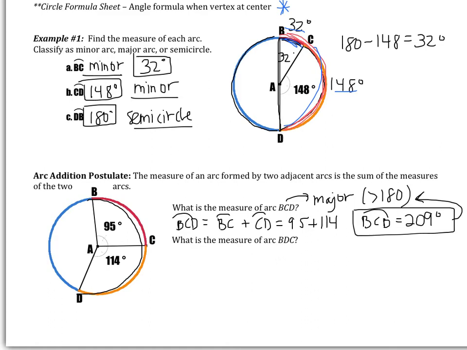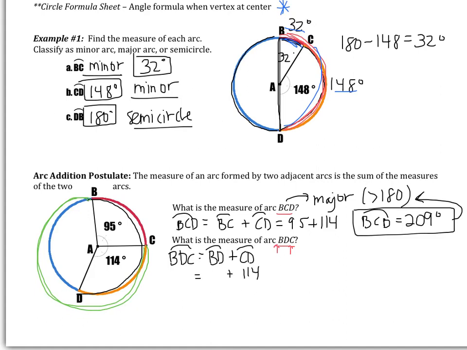Next, we are asked for the measure of arc BDC. Okay, so you'll notice it's the same 3 letters, but in different order. So the second one is saying start at B, end at C, with D in the middle. So I'm going to start with B, end at C, and put D in the middle. That's this arc right here this time. Okay, so I know that the whole circle is 360. Because I want BDC, that's going to be BD add CD. Well, CD I already know is 114. I don't know BD though, so I have to find BD. Well, the entire circle is 360. So BD is going to be 360, subtract 95, subtract 114, and I get 151. So BD is 151 degrees.